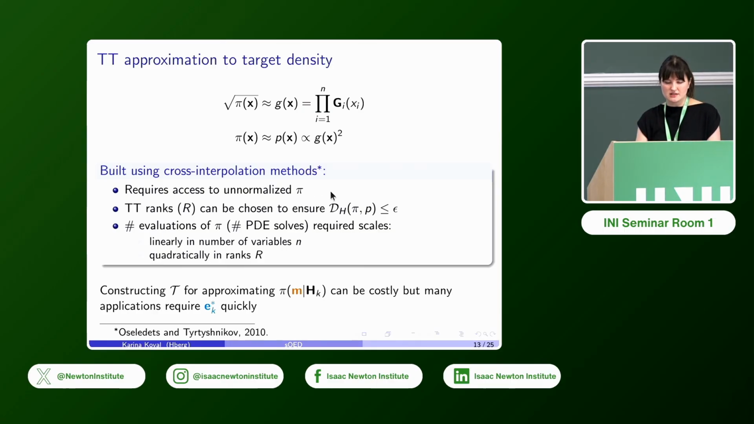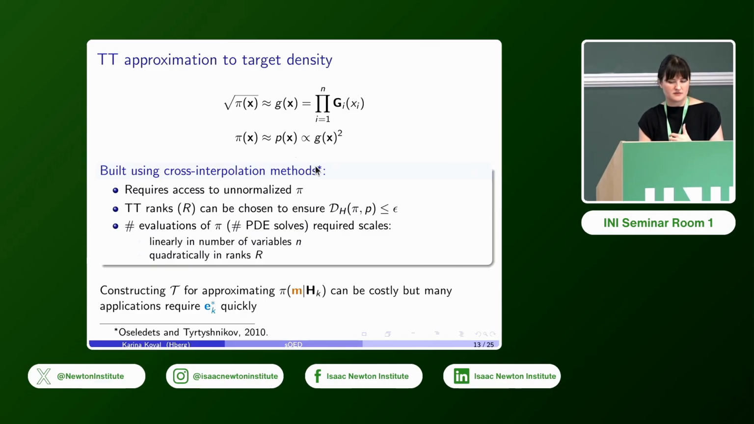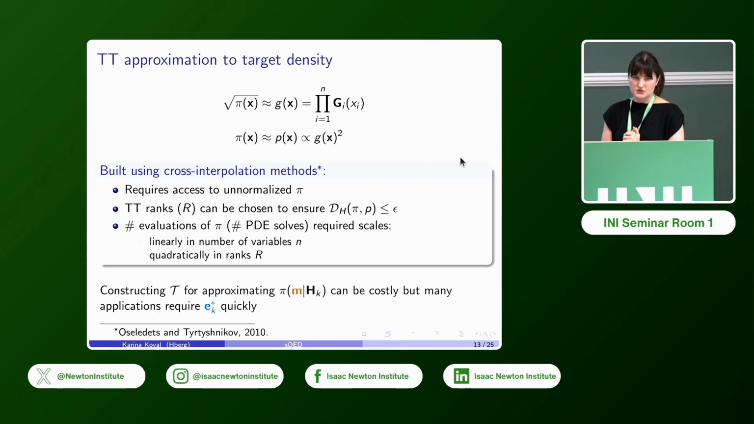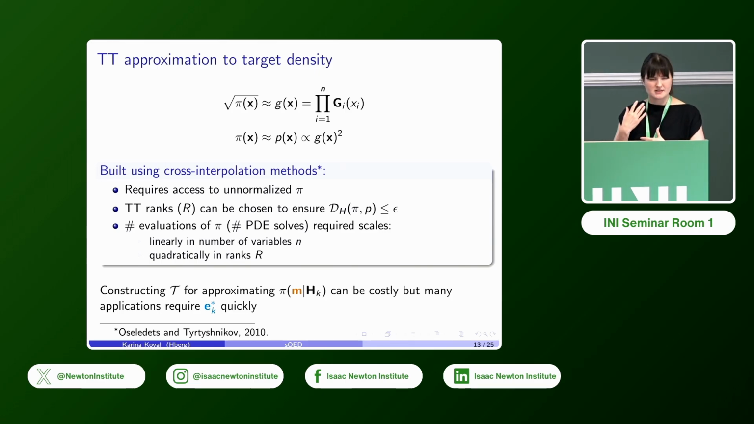First of all, you do need the ability to evaluate the unnormalized target density. Also, you do have some control over the approximation error with respect to the Hellinger distance through these tensor train ranks, which is quite nice. However, the number of evaluations of your unnormalized target, or the number of PDE solves required, scales linearly in the dimension of your variables, so in the dimension of x here, for example, and quadratically in the ranks. So what this means is that constructing these transport maps, particularly for approximating these high-dimensional posteriors, can be quite costly. But remember, we want these designs quickly.